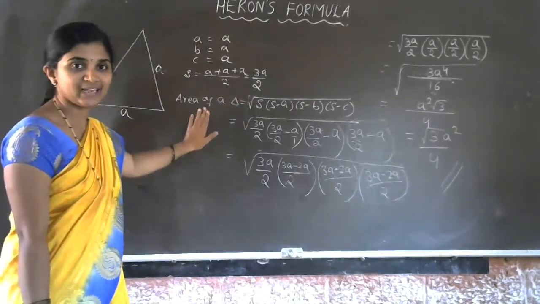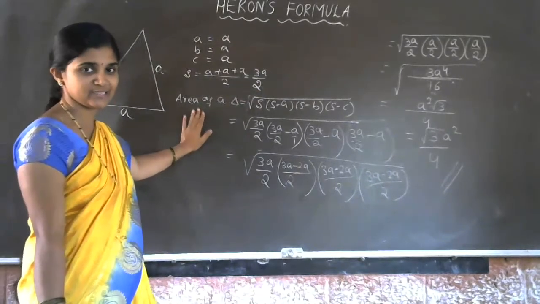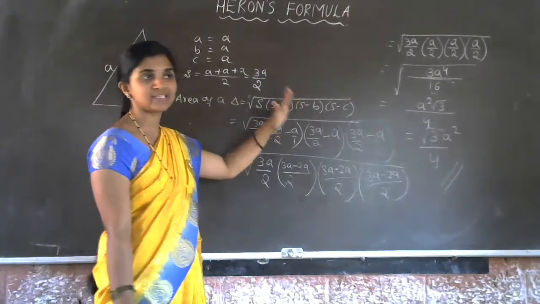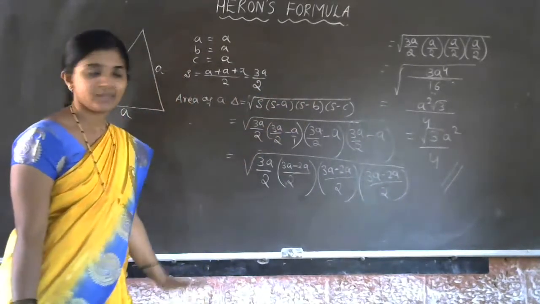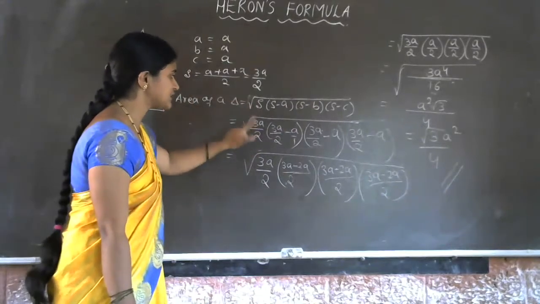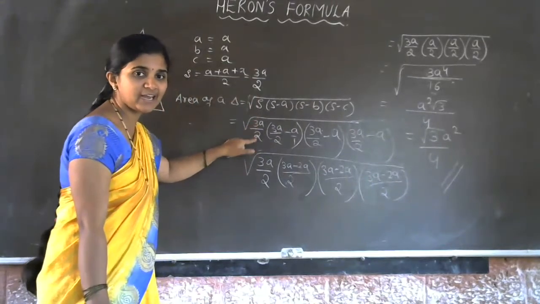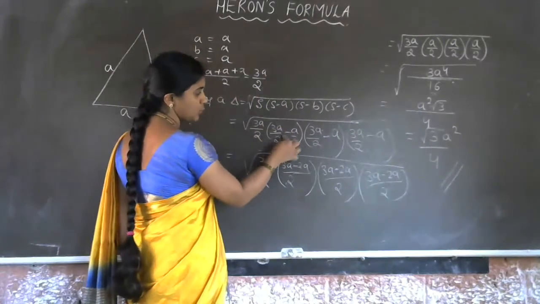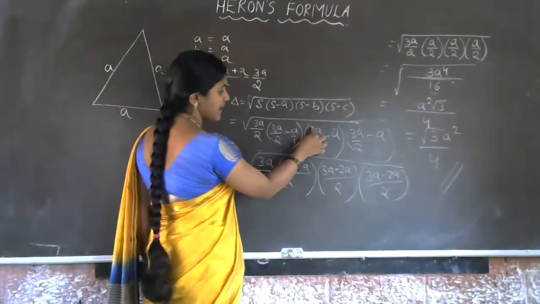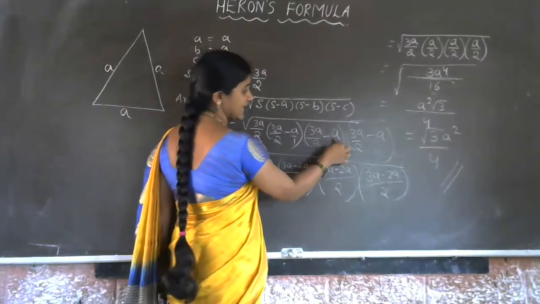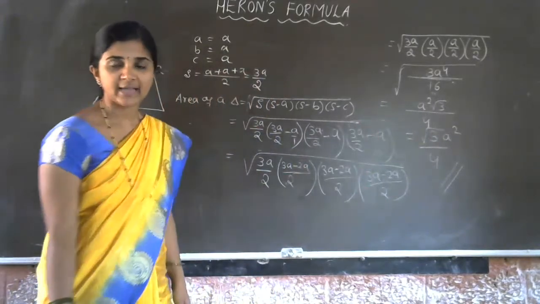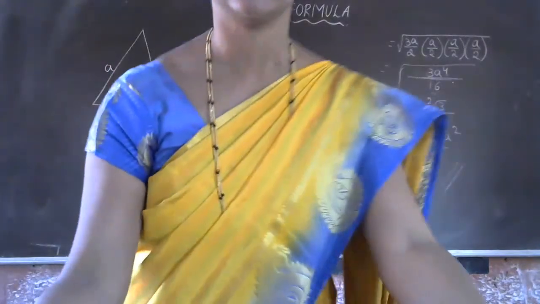Then the area of this equilateral triangle is equal to the square root of S into S minus A into S minus B into S minus C. In place of S, we have to take 3A divided by 2. Then S minus A is 3A by 2 minus A, S minus B is 3A by 2 minus A, and S minus C is 3A by 2 minus A. So I think the board is visible now, students. Yes.